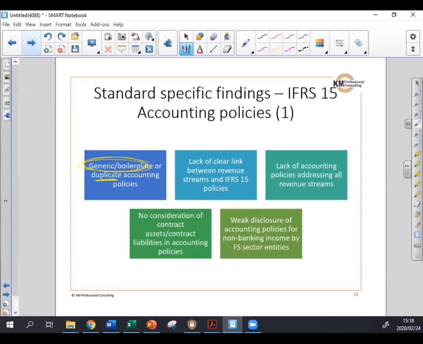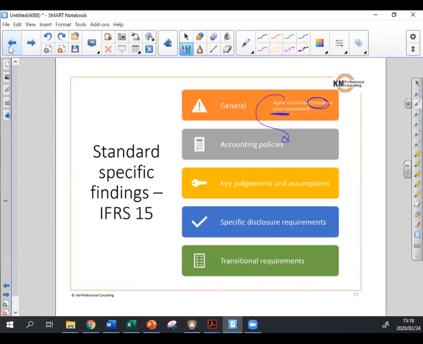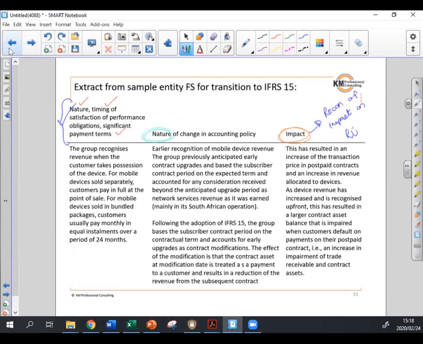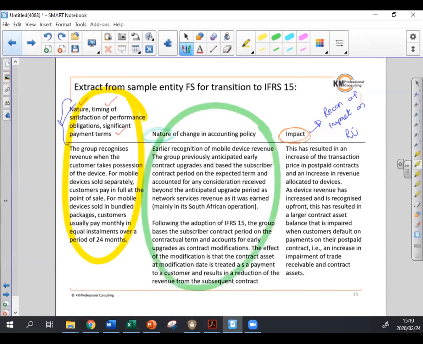In the second block, the middle block at the top row, we're just looking at a link between the revenue streams and the policies. Now, I'm just going to bounce back 3 slides. So you'll recall I spoke about this right at the end of the first part of the session. And this was a sample entities transitioning note where they addressed what is the actual revenue stream. So for all intents and purposes, that's addressed somewhat there. Then they spoke about the accounting policy, what was the effect of the change, and then the impact.